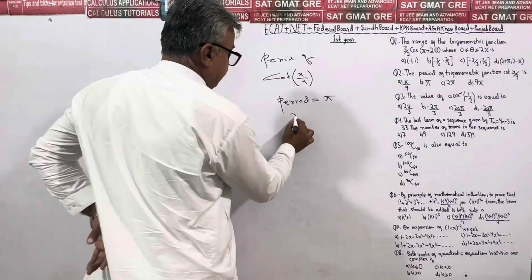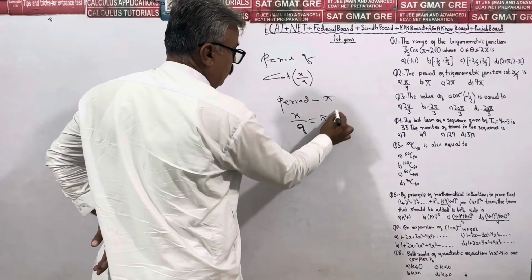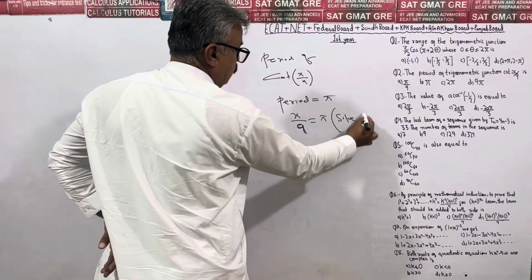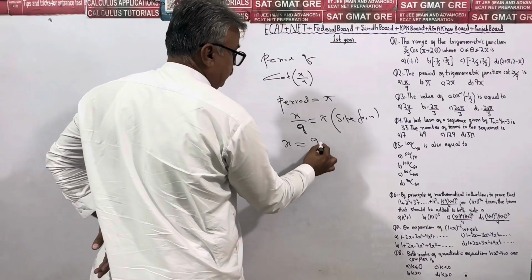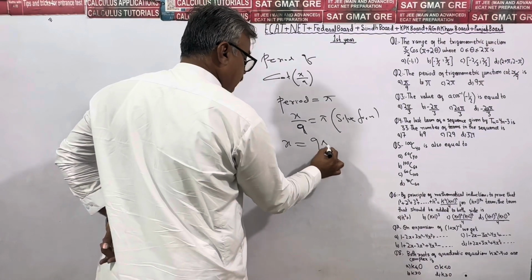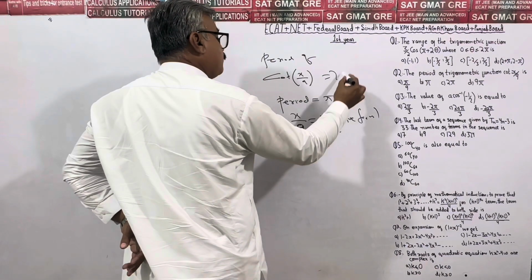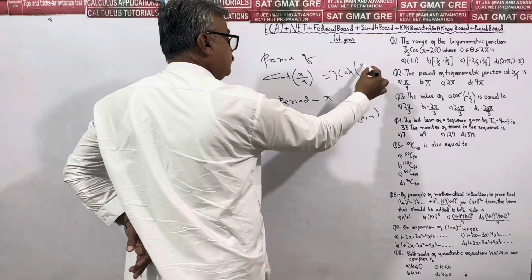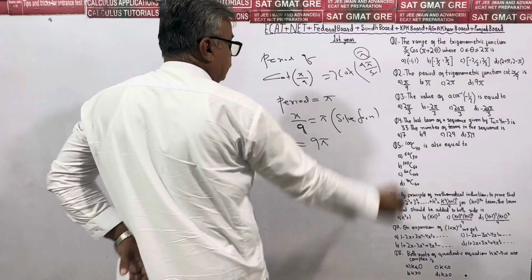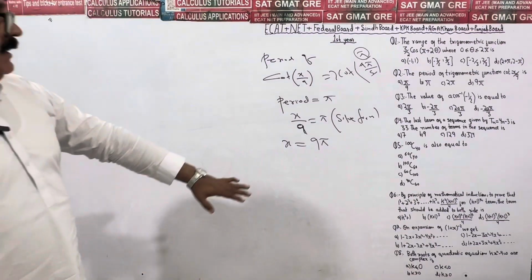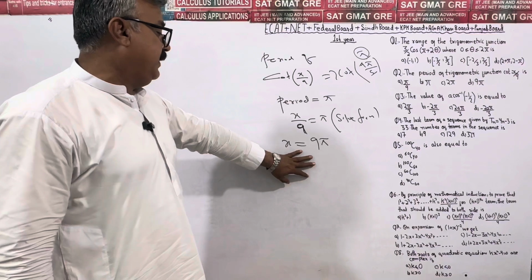Whatever the inclination, x over 9, solve for x. The inclination is equal to pi, so x is equal to 9 pi. If you put it here, you can verify: cot of 9 pi over 9, the 9 cancels, we have pi. That is the period of cot. That is the way of finding the period.